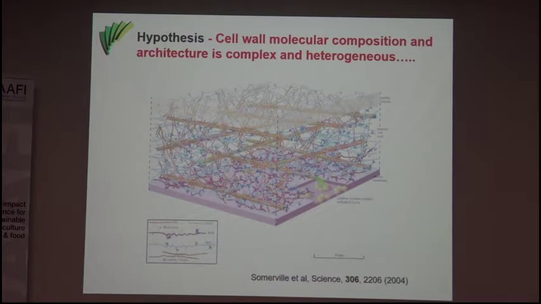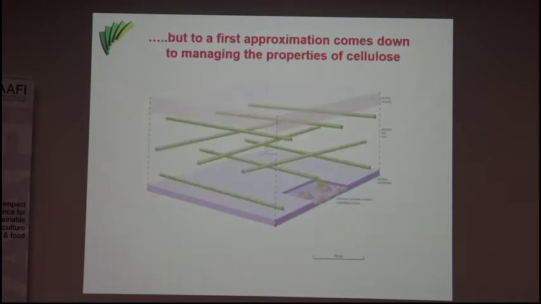So our hypothesis is that although the composition is complex and heterogeneous, the guiding principle is about managing the properties of cellulose, because cellulose has very effective strength, but is also impossible to turn over. So other polymers can be turned over with enzymes. Cellulose, basically, once it's laid down, is there and is not really turned over. So therefore, cellulose is what you have to manage, but cellulose is what gives you the really efficient strength, per unit energy or volume.